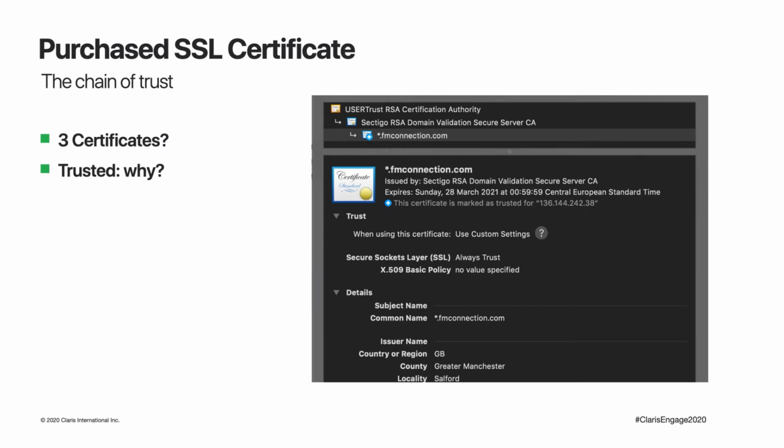Let's have a look at another FileMaker server, a FileMaker server where an SSL certificate was installed, one that was purchased. Now we see three certificates, and they are trusted. Why are these trusted? What is the difference between them? And why do we have three certificates? Let's find an answer.